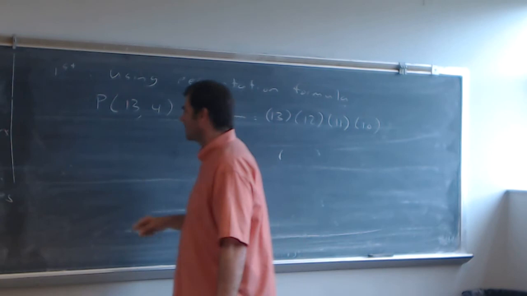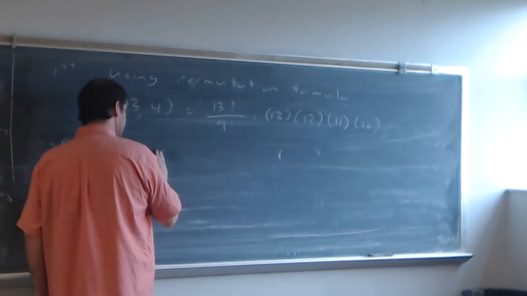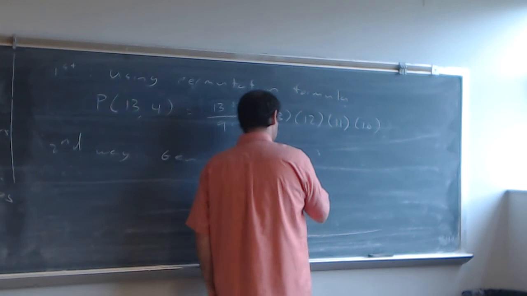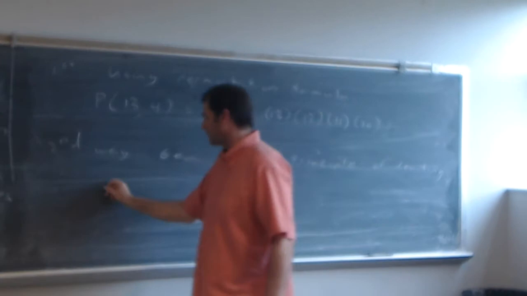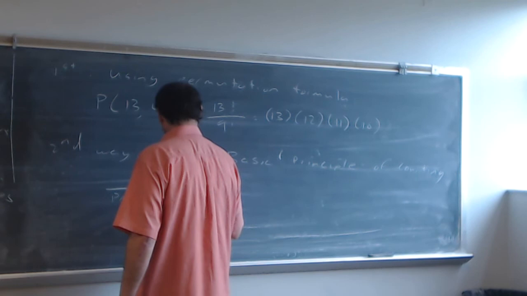The second way is the generalized basic principle of counting. And so here's my thing. We've got a president position to fill, a vice president position to fill, a secretary position to fill, and a treasurer position to fill.